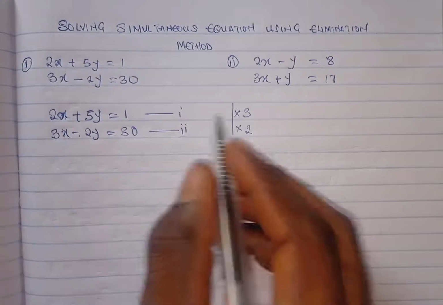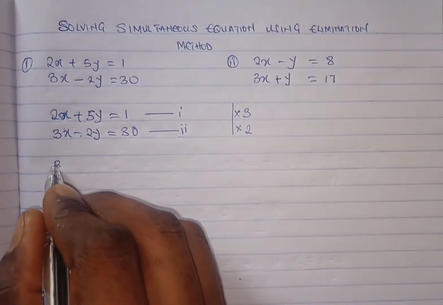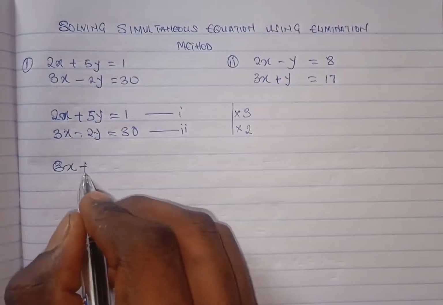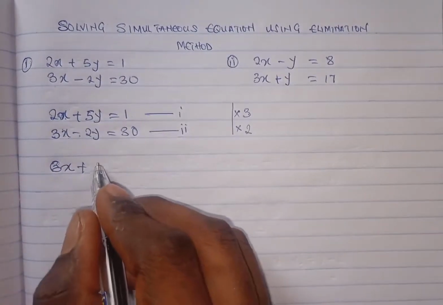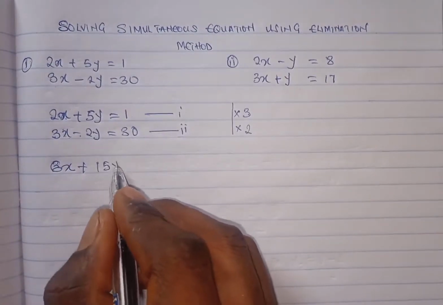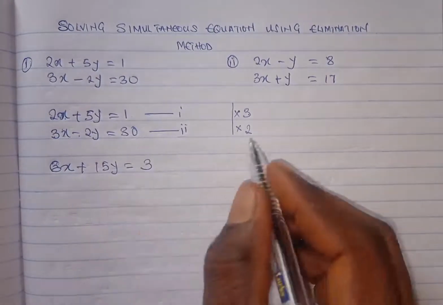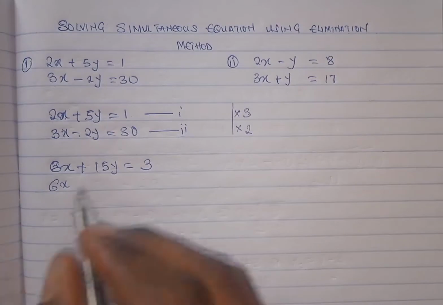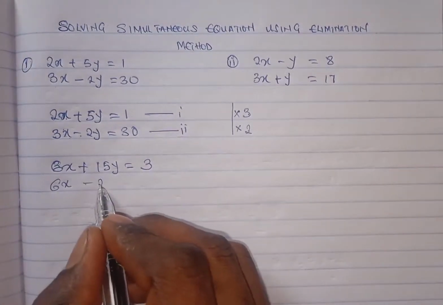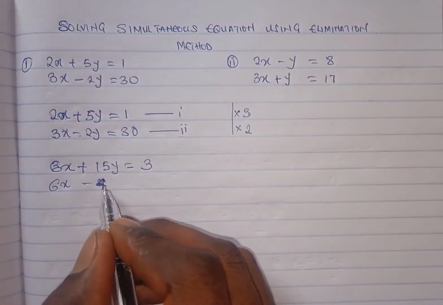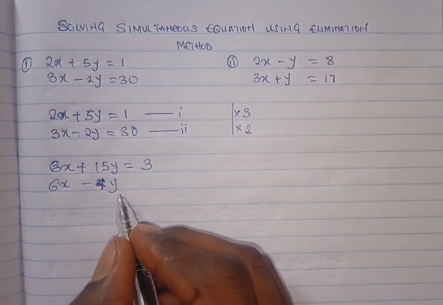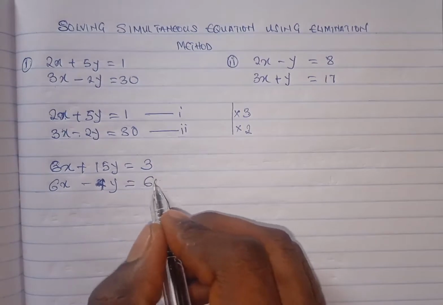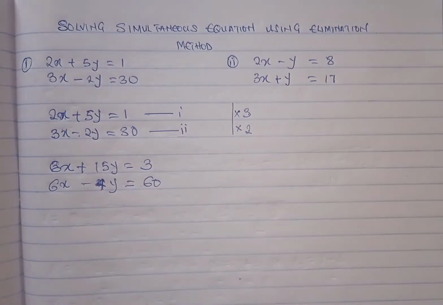So let's go first. 3 times 2x will give you 6x, then plus 3 times 5 will give you 15y, which is equal to 3. Then 2 times 3x will also give you 6x, and 2 times minus 2y will give you minus 4y, which is equal to, 2 times 30 will be equal to 60, as you can see.